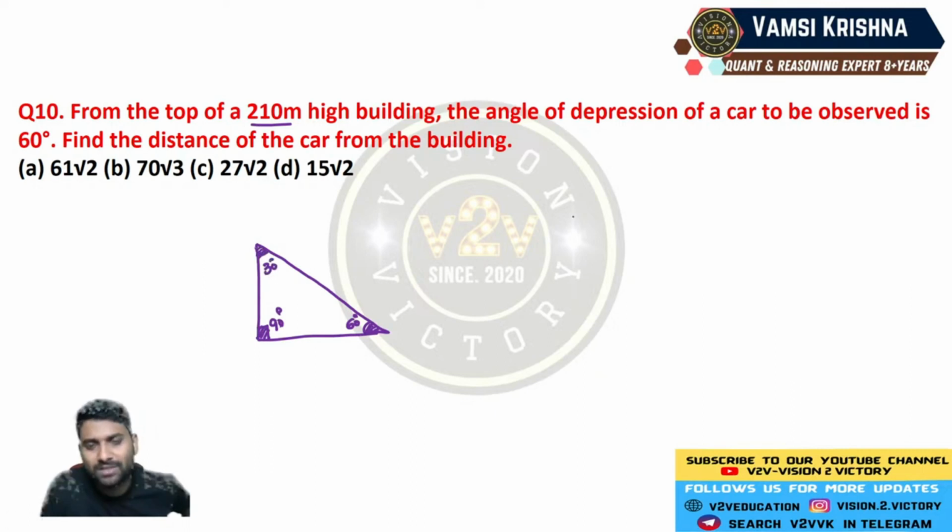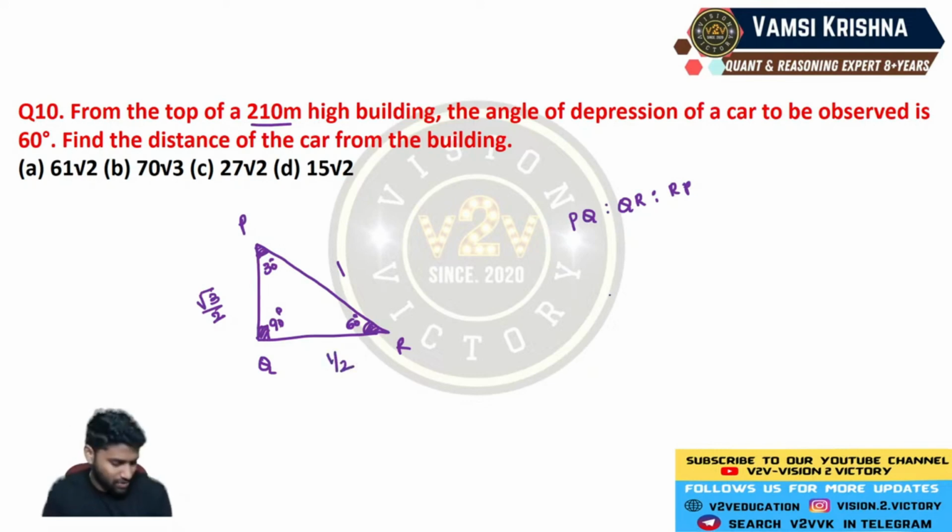And you know the rule here. Let me take these points as PQR. So you know the ratio of PQ, QR. No, let me take it in this way. Sine 60 is exactly equal to root 3 by 2. Sine 90 is equal to 1. Sine 30 is 1 by 2. You just apply the sine rule. So what is the ratio of these values? Root 3 is to 2 is to 1.